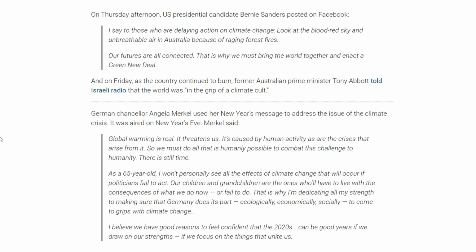Bernie Sanders says, "I say to those who are delaying action on climate change, look at the blood-red sky and unbreathable air in Australia because of raging forest fires. Our futures are all connected. That is why we must bring the world together and enact a Green New Deal." Bernie believes that global communism will somehow change the laws of chemistry and physics. Angela Merkel made a similarly irrational rant, and Tony Abbott said, "The world is in the grip of a climate cult." It's good to see that there are still a few intelligent politicians around.